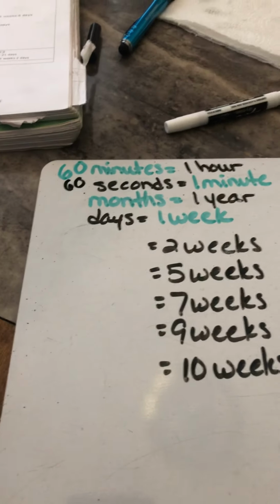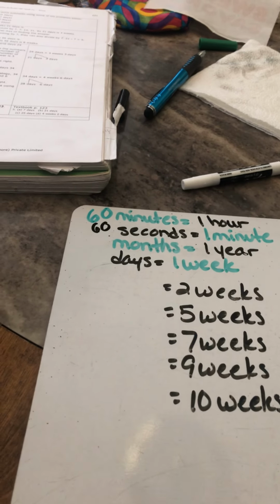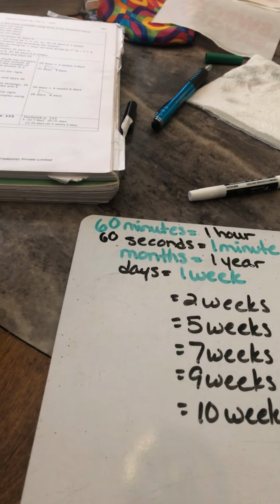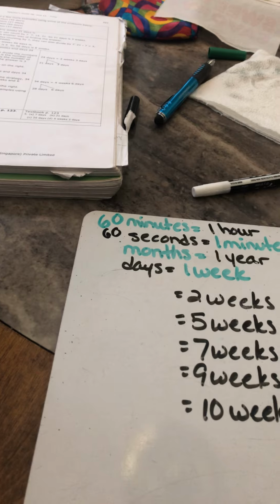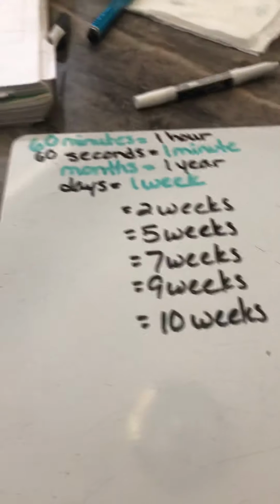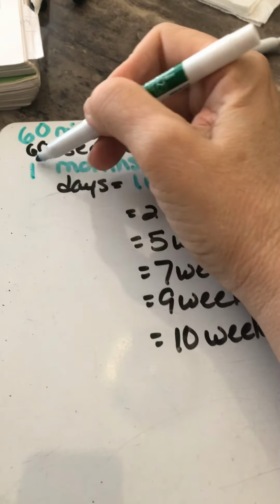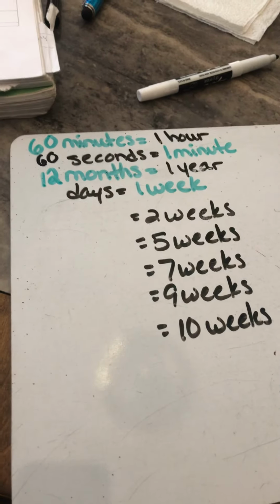Yesterday we talked about the months: January, February, March, April, May, June, July, August, September, October, November, December. How many months are there? There are 12 months in a year.